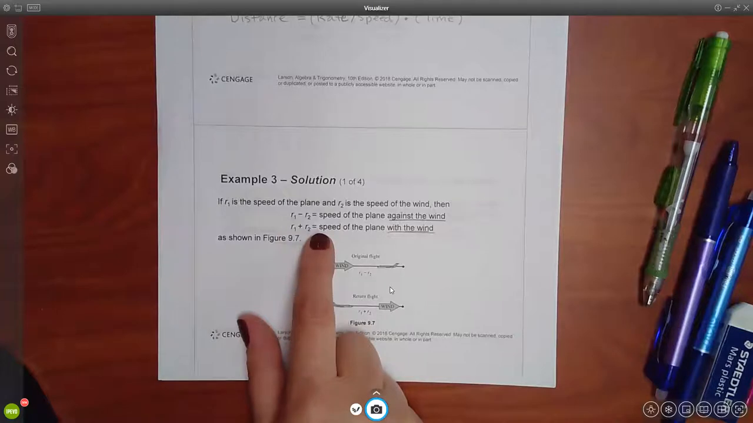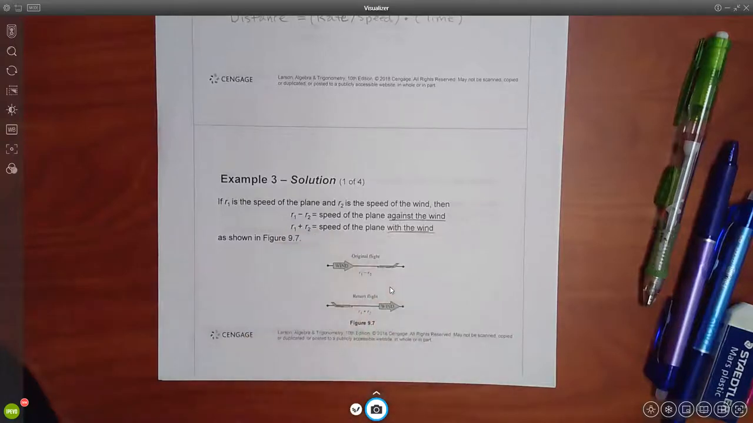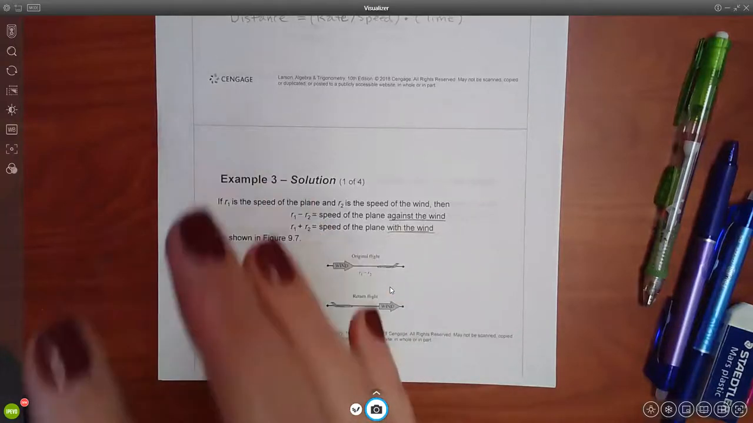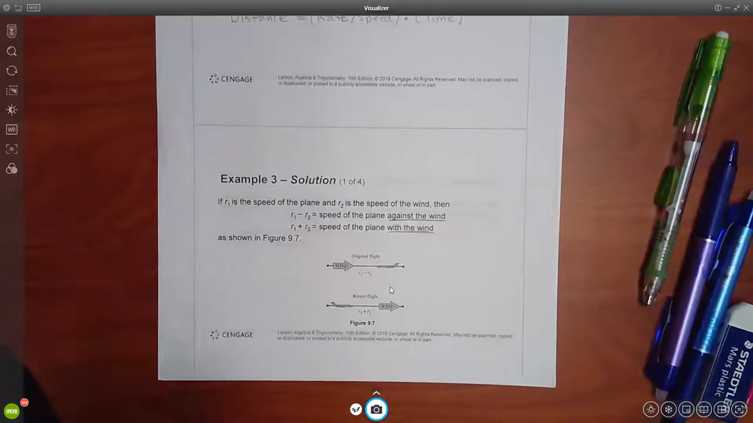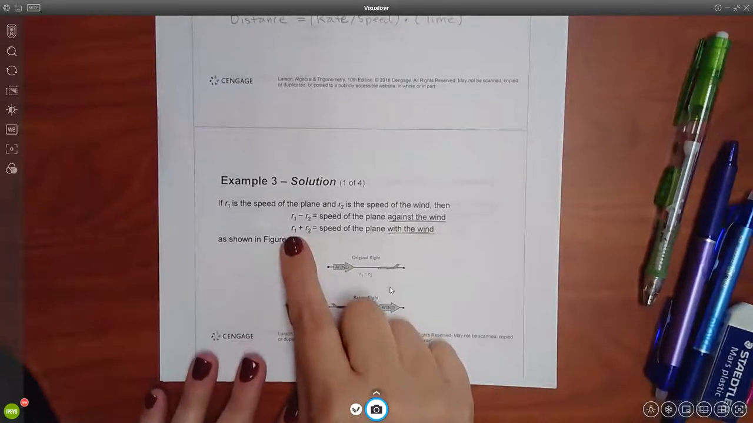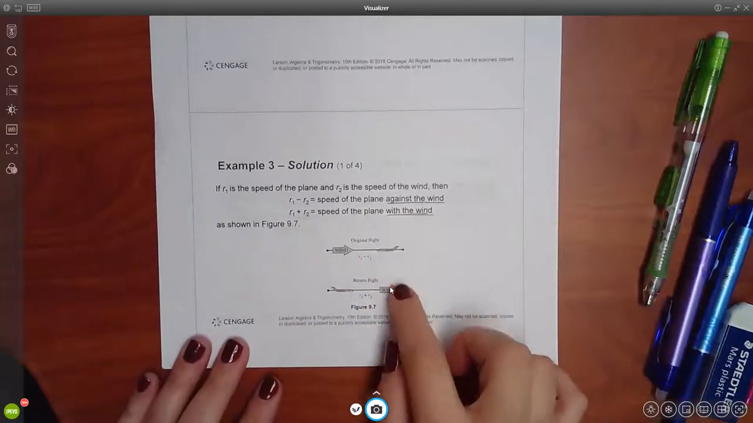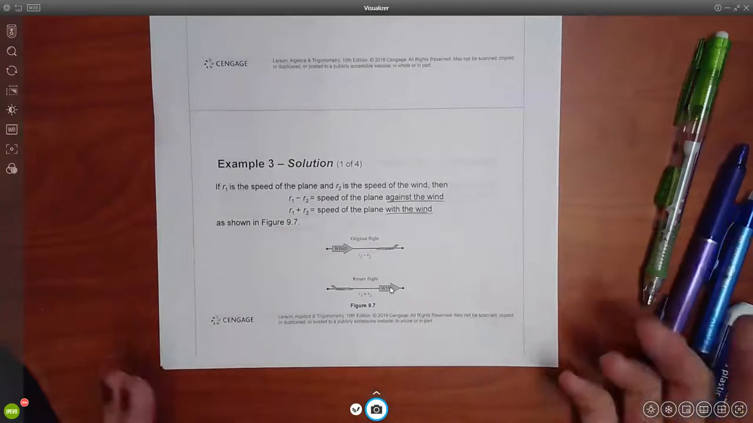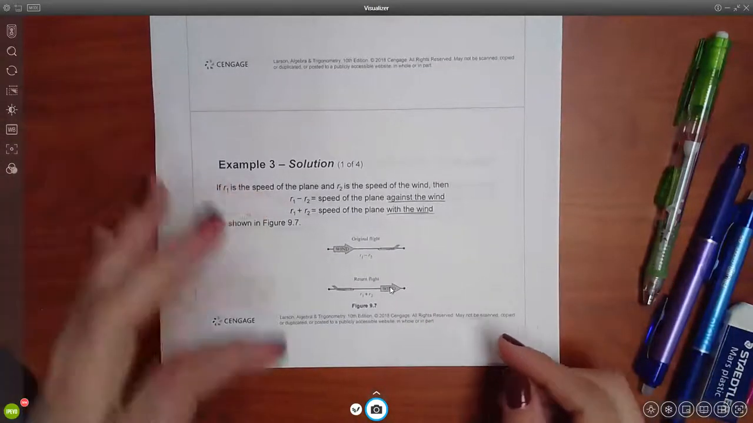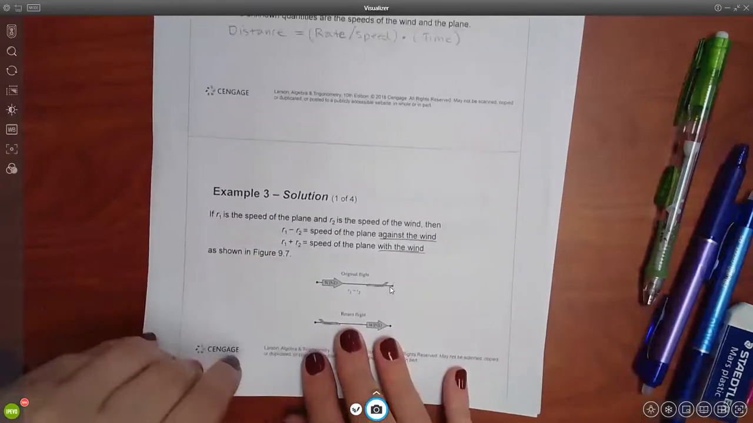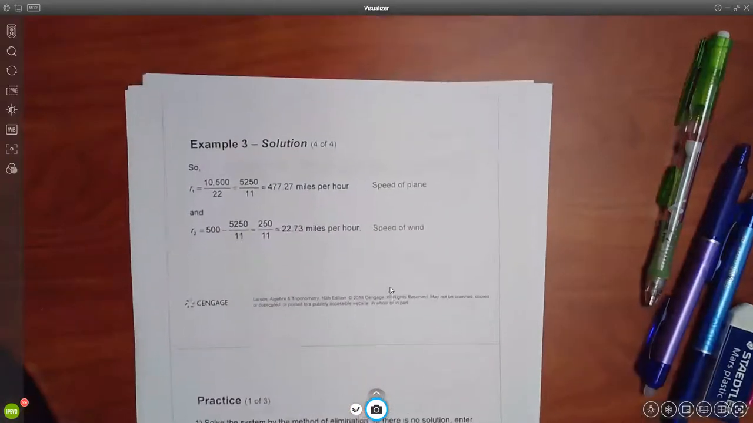Whereas when you're traveling with the wind, it's basically like giving you a little push, right? And so then your speed is gonna be a little bit faster. So you're gonna take the plane speed and you're gonna add the wind speed, and that helps you go that much faster, okay? And then they just drew some little diagrams to show you the difference if you can't visualize this part, right? Okay, let's keep going though.